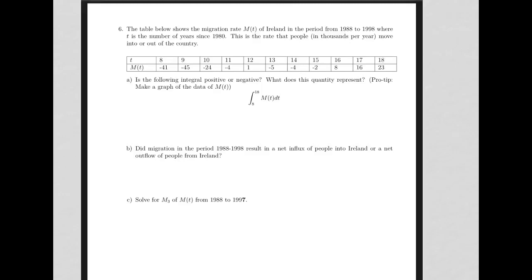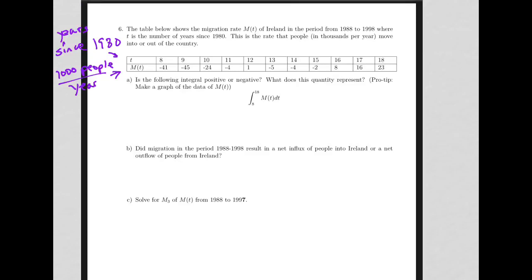And so we have T, which is years since 1980. So T is years since 1980. And M of T is, let's see here, rate of people. It's thousands of people per year. So just labeling those. So 8 years after 1980, then we're decreasing at 41,000 people per year in 1988.